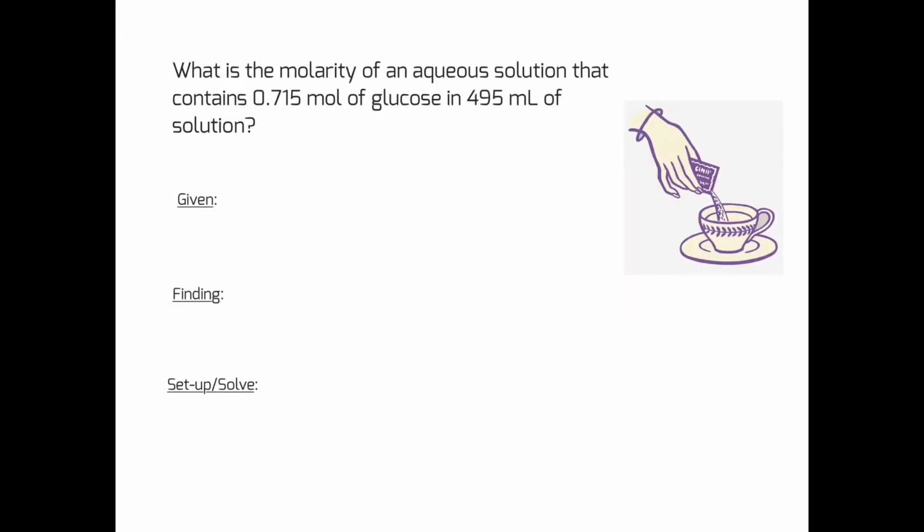So this problem asks us, what is the molarity of an aqueous solution that contains 0.715 moles of glucose in 495 milliliters of solution? So we're going to start by looking at what information we've been given. So they told us that we have 0.715 moles of glucose and 495 milliliters of solution. So we can see that both of these things have only one unit, right? Moles is 1 unit, milliliters is 1 unit.